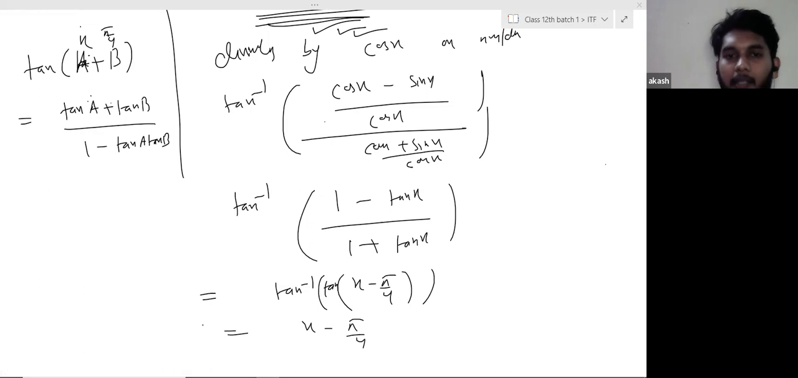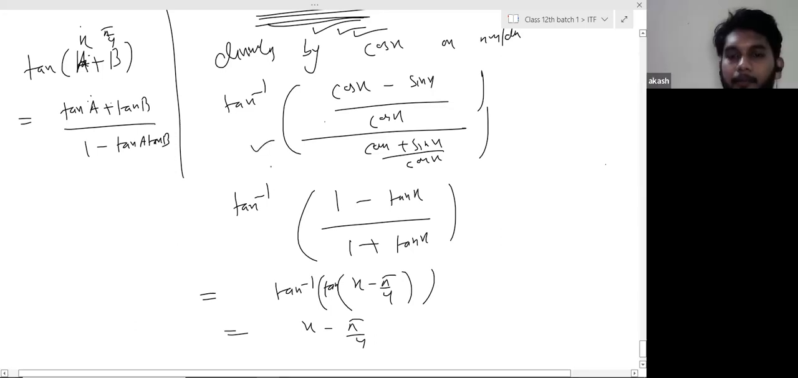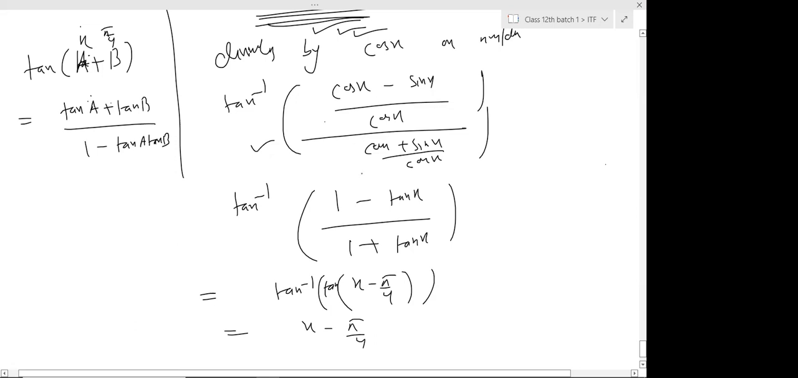Ronaldo, Ishan, Said, Shekani. Sir, can you explain the second step? Second step. You mean this dividing by cos x? No, sir, below that. All right, below this.